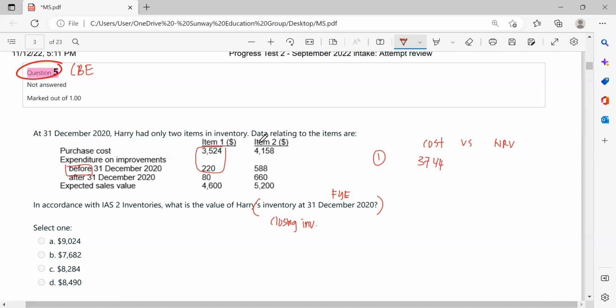Likewise for item 2, it is the same. You bought at 4158 and you spent another 588 to make it better. So the total cost for item 2 will be 4746.